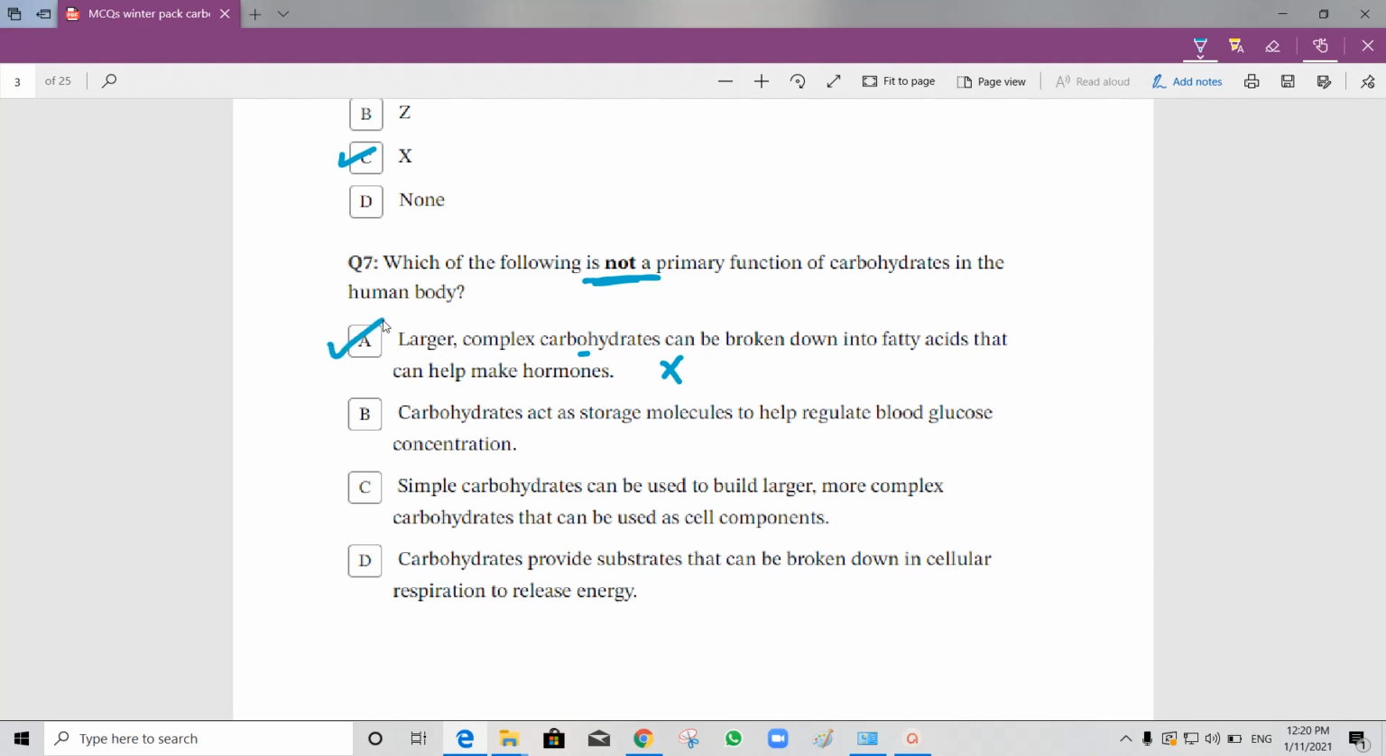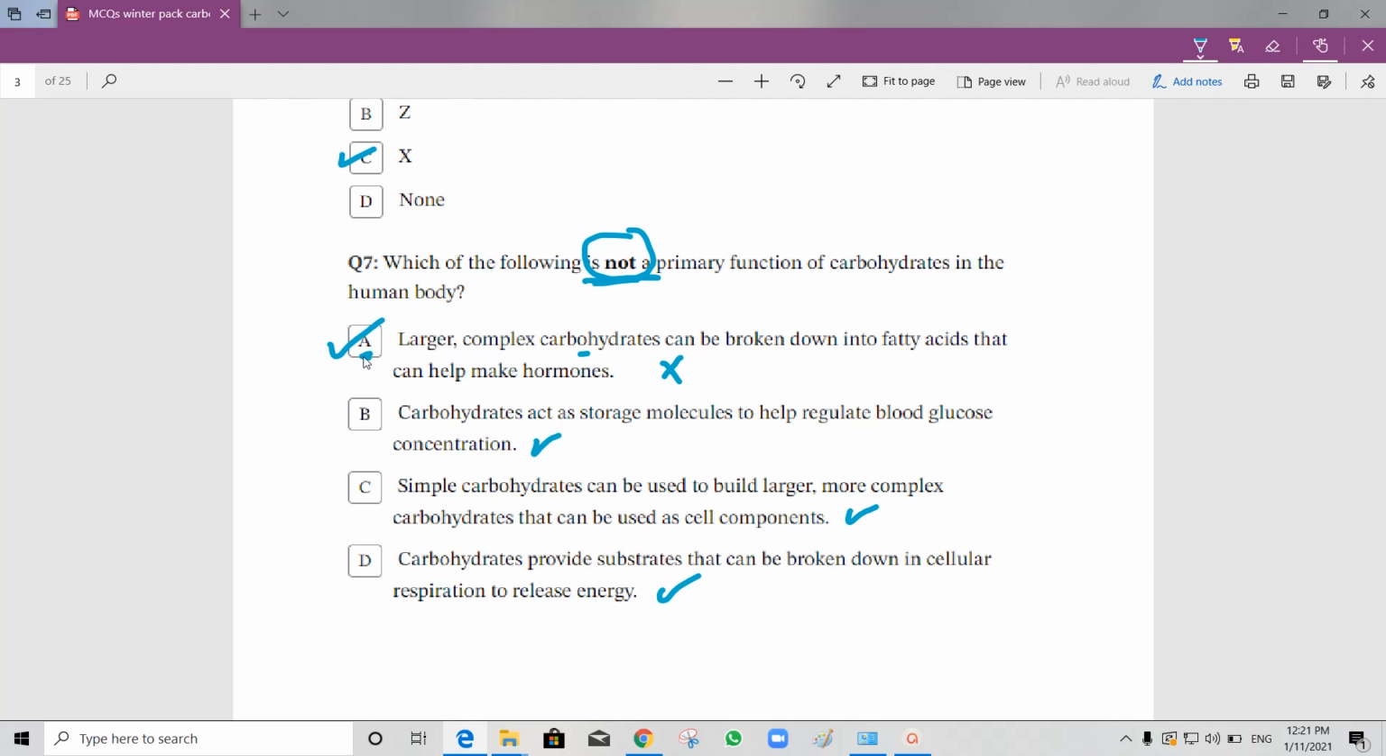Carbohydrates act as a storage molecule to help regulate body glucose concentration. This is correct. Simple carbohydrate can be used to build larger, more complex carbohydrate that can be used as a cell component. This is also correct. Carbohydrates provide substrates that can be broken down in cellular respiration to release energy. This is also correct. So I'm choosing the wrong one, which is not a primary function. The correct answer will be letter A.